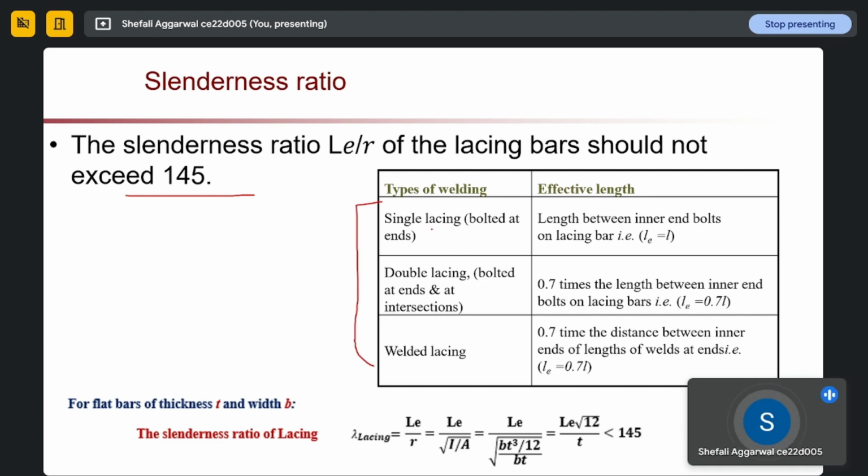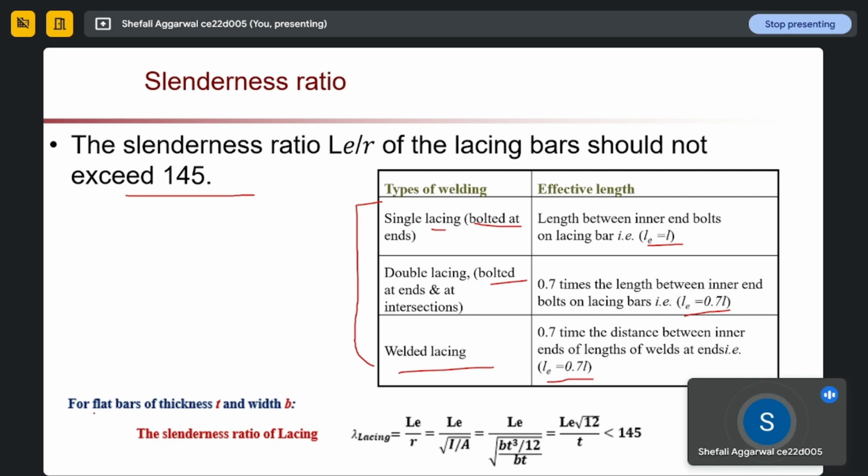If we have a single lacing welding, then our L effective is given by L, like we have studied for the compression member. Our effective length will depend on the type of our system. In the same way, in this lacing system, our effective length will depend on the type of welding of our lacing. If it is bolted at end in single lacing, if it is bolted with double lacing, then L effective is given by 0.7 L. And if we have a welding connection, then it is again given by 0.7. Okay.